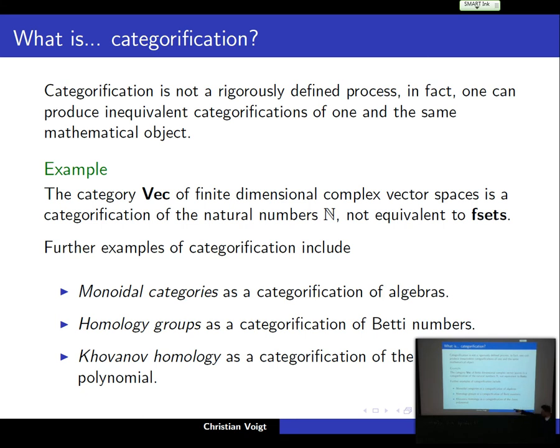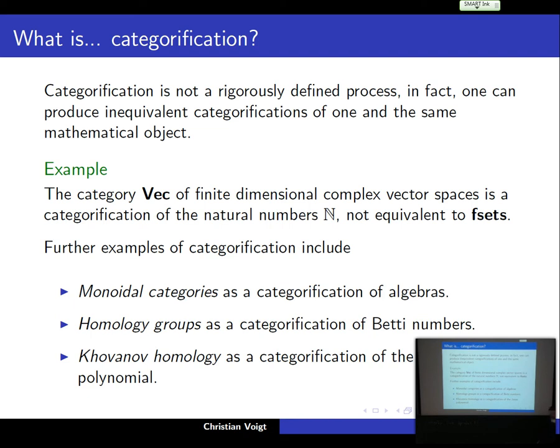I just want to mention Khovanov homology, because Khovanov homology is really an interesting example of a categorification which tells you more than what you knew before. You can get back the Jones polynomial from Khovanov homology, but Khovanov homology is stronger. So there are examples where categorification really gives you new insight into mathematics. Okay, so that's basically a short introduction to categorification.